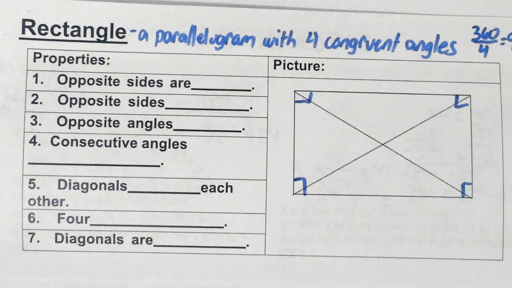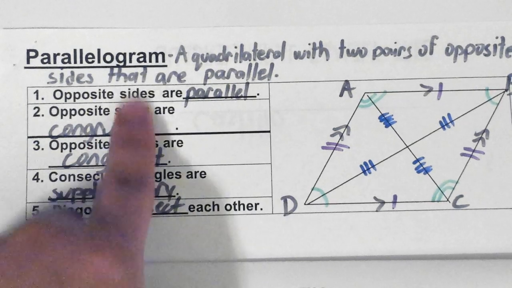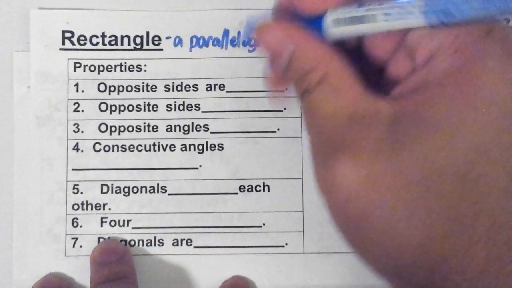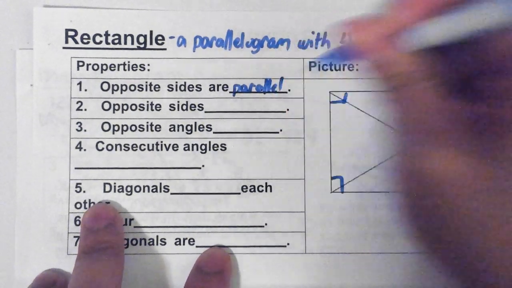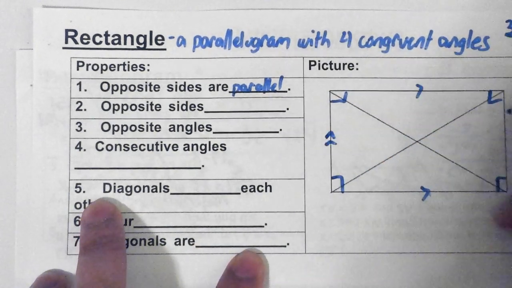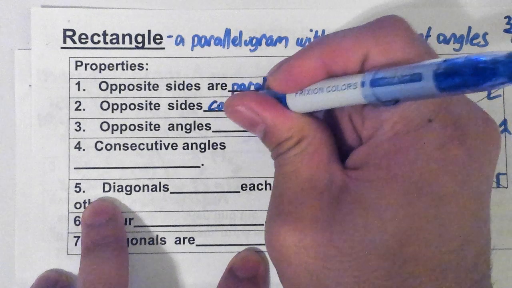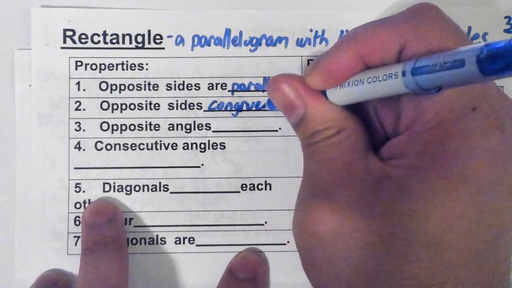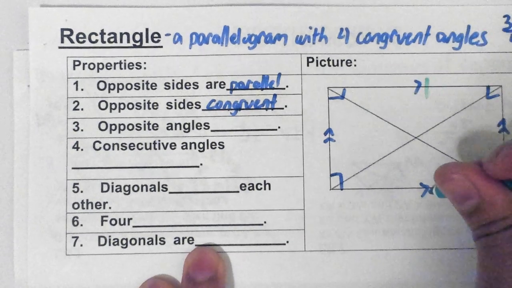So let's take a look at the properties of a rectangle. Because it is a parallelogram, that means it has all the properties of a parallelogram in there. So just like parallelograms, opposite sides are parallel. So these are parallel. Just like a parallelogram, opposite sides are congruent, which means this side is congruent with that side.